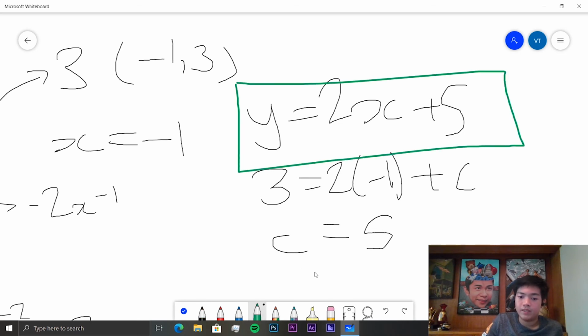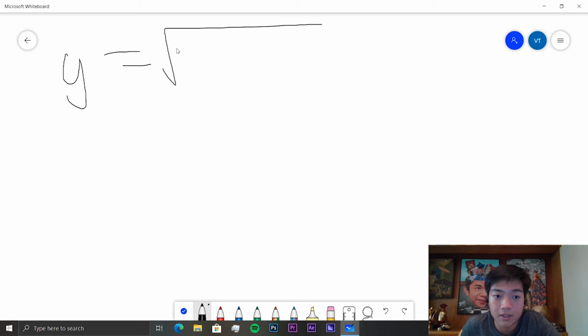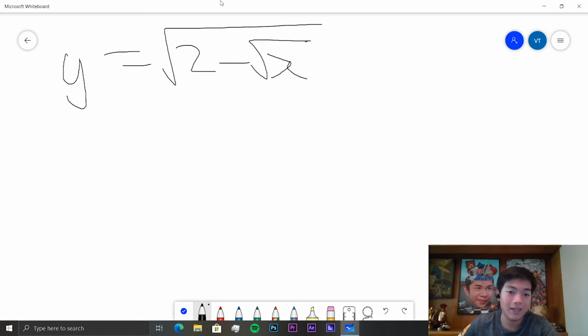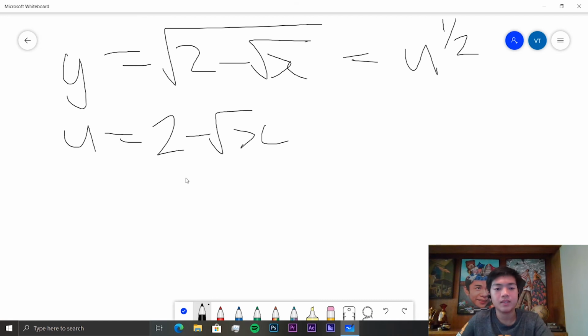Okay, on to the next one. So the next question is asking us, find dy over dx if y is equal to the square root of 2 minus the square root of x. Okay, so we can actually use the chain rule here. It's a valid question. So we would want to label u is equal to 2 minus the square root of x, and so we can say y is equal to the square root of u, or u to the 1/2, is what I prefer. So also making this x to the 1/2.